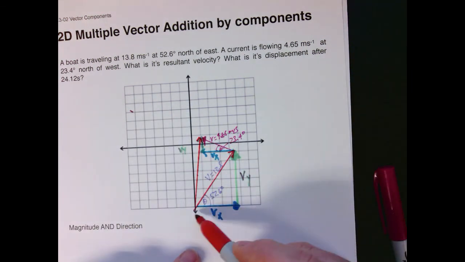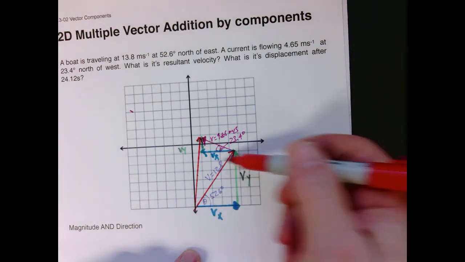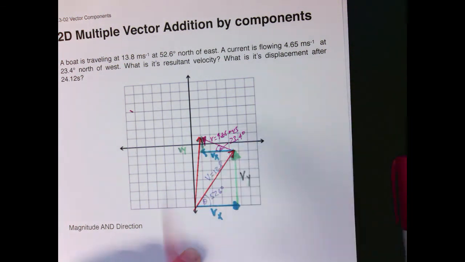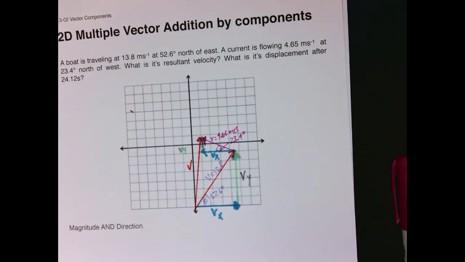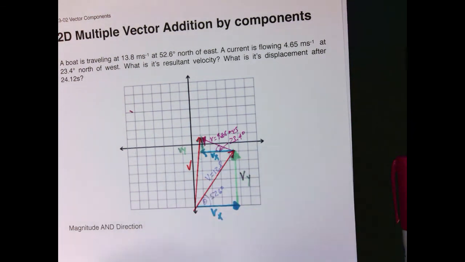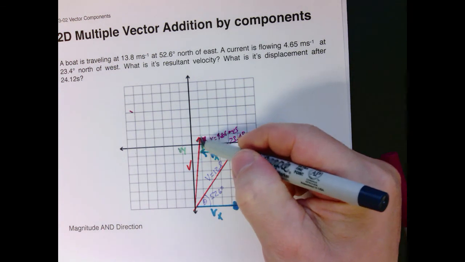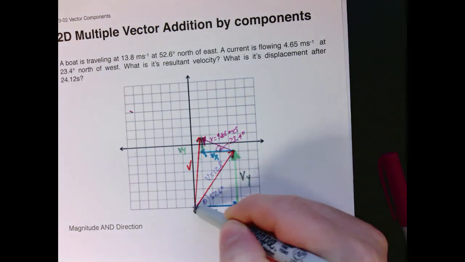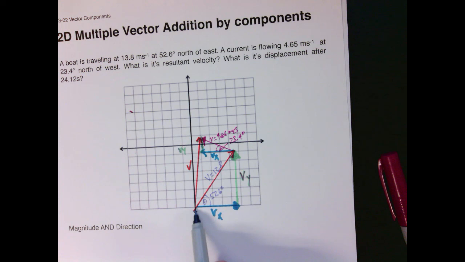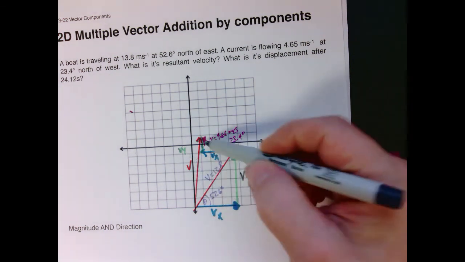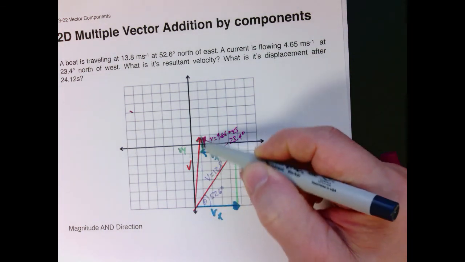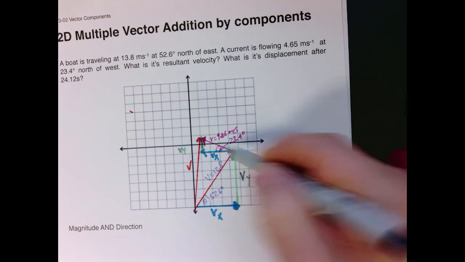So you can see the boat is trying to go this way, but it's being pushed in this direction, which results in this overall velocity. So how we solve this, and we've seen this before, is that this resultant vector is really this y and this x. Well, you can see the x is actually this positive Vx plus this negative Vx, the length of that side, and the y component of the resultant is really this y plus this y.